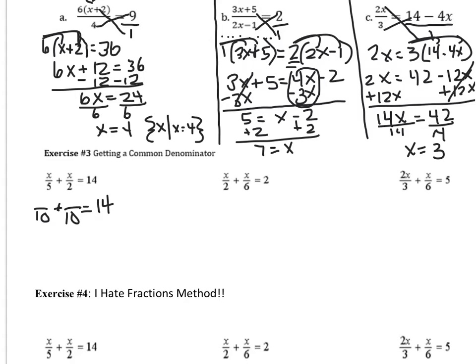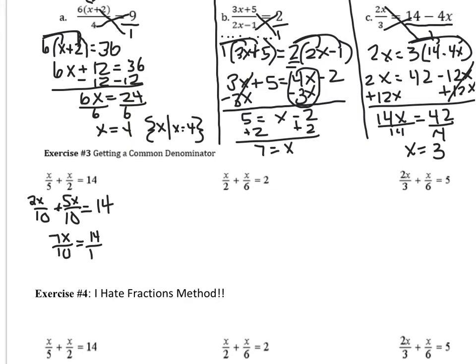Well, if we change the denominator to 10, the numerator has to change as well for the fraction to remain equivalent. Well, 5 times 2 gave me 10, so I just need to multiply the numerator by 2 as well, giving me 2x. And 2 times 5 gives me 10, so I just have to multiply the numerator by 5 as well, and it gives me 5x. And now I can add these fractions together. 2x over 10 plus 5x over 10 gives me 7x over 10. I can set that equal to 14 over 1.